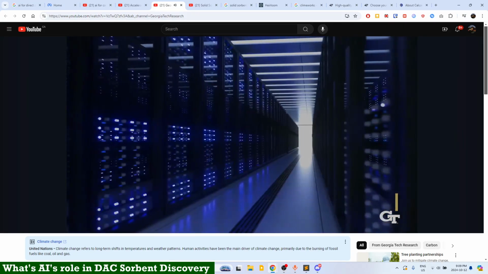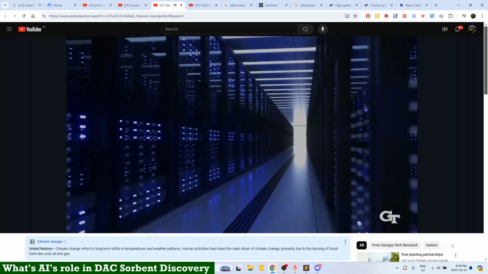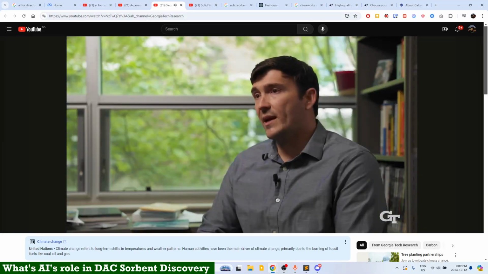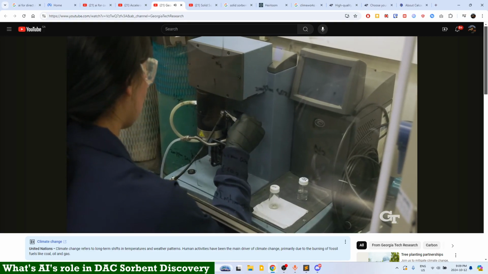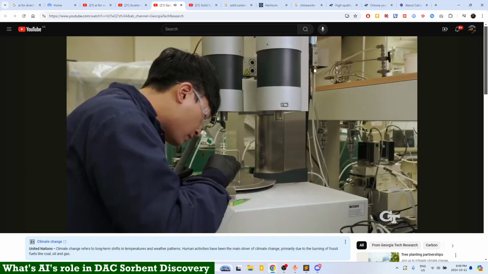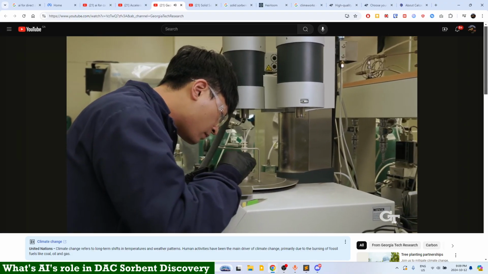So I want to investigate this. Meta had this idea about using data centers as a potential route to direct air capture. However, they recognized that they need new materials to do that. And so our team was able to use a combination of chemistry and materials knowledge, along with knowledge of relevant conditions for direct air capture.